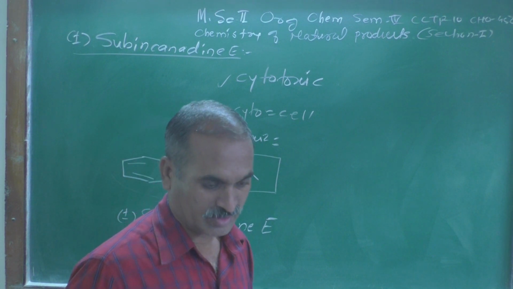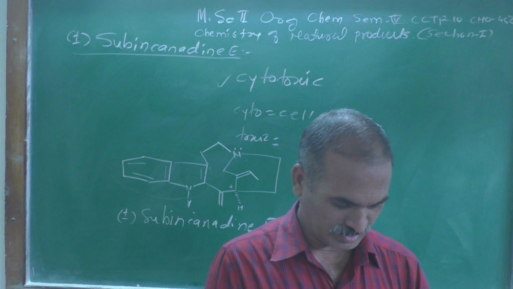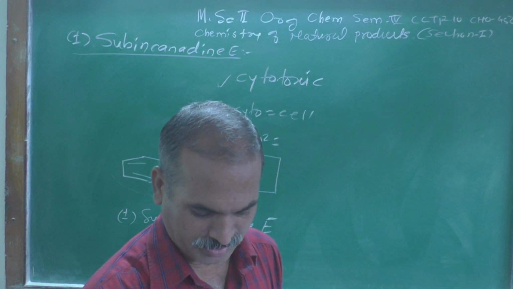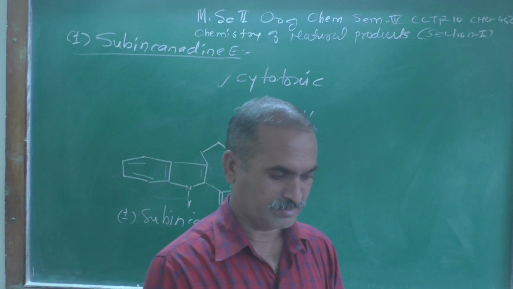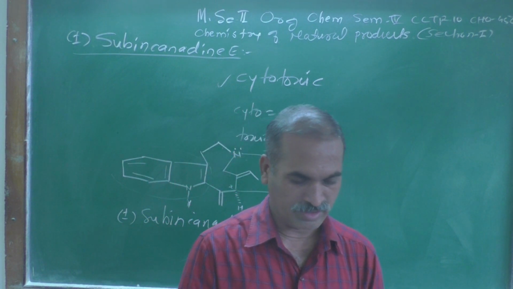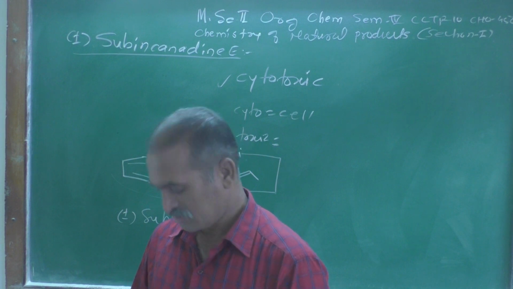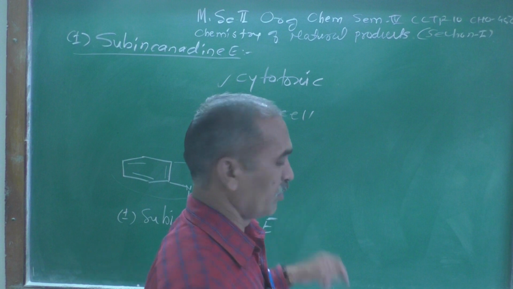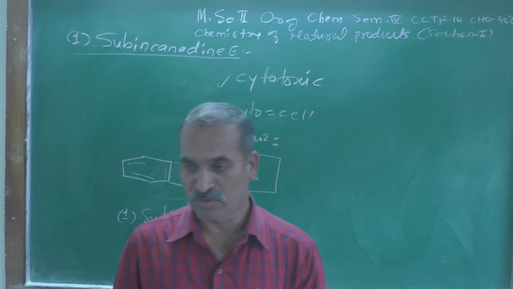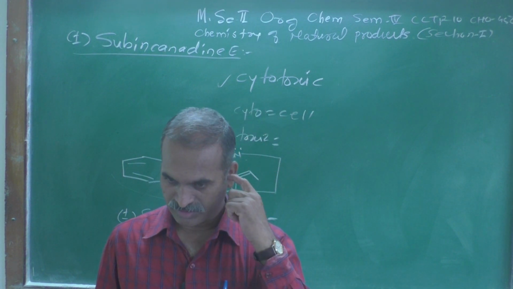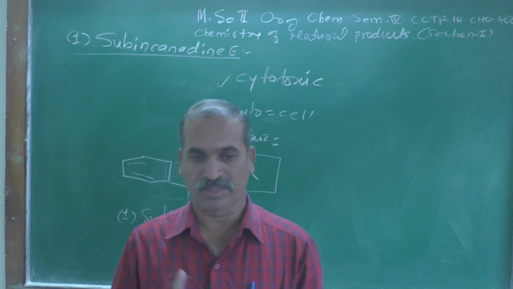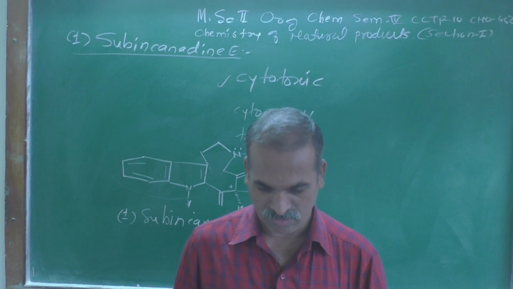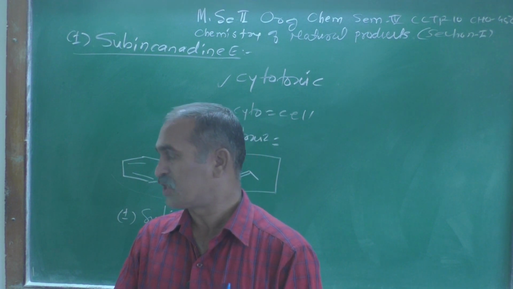So I think this is general, introductory information I have provided you. With this, in the next lecture we are going to find out what will be the configuration at this chiral center, whether it is R configuration or S configuration, on the basis of the sequence rule.